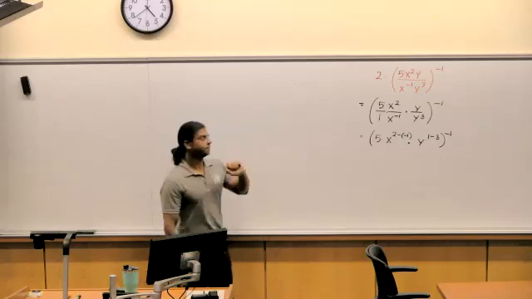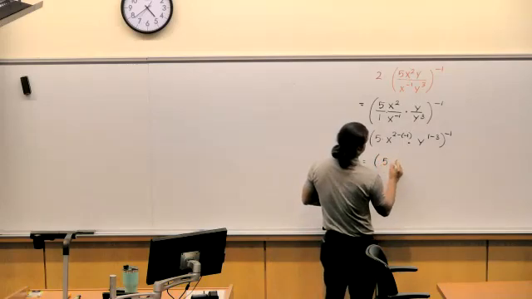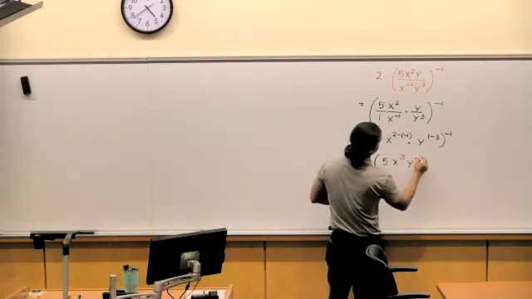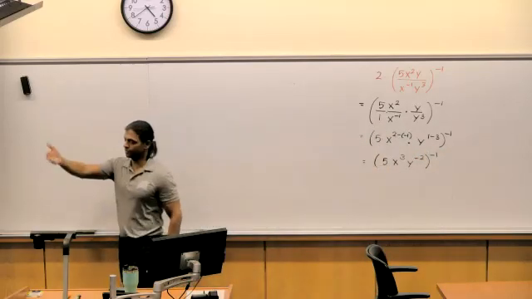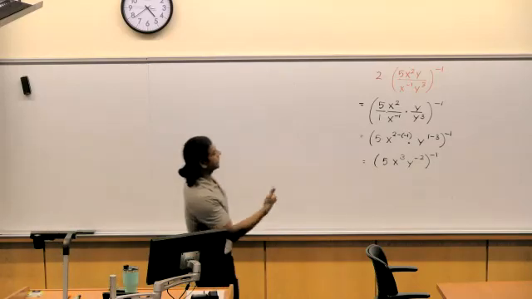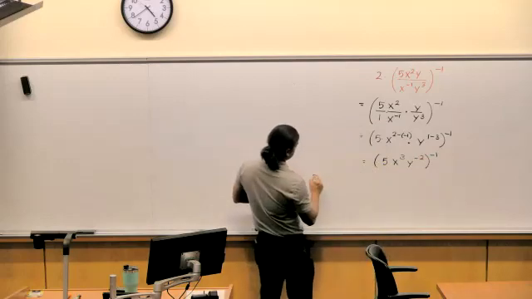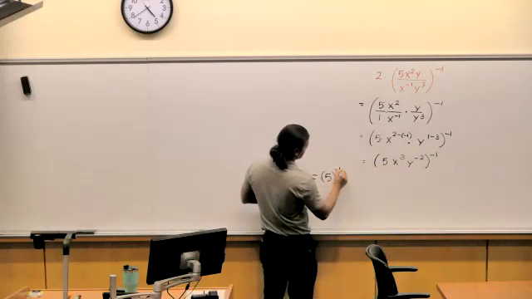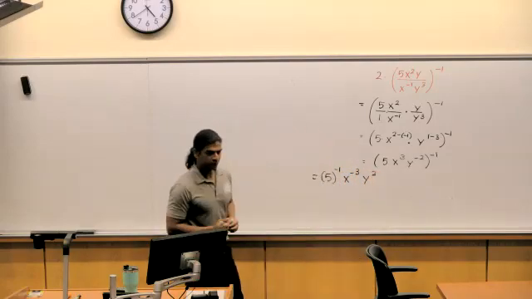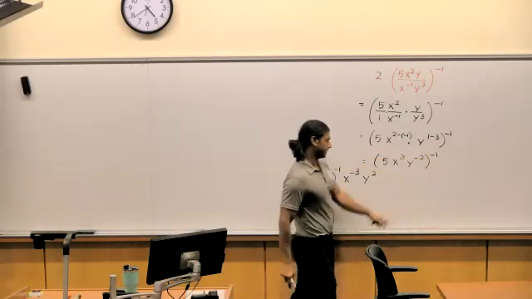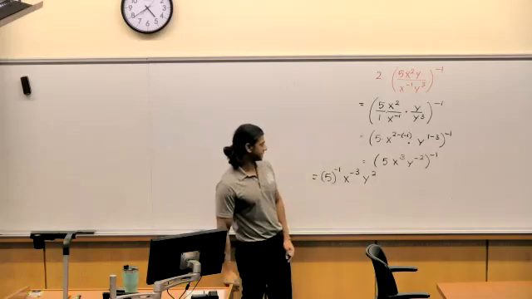I'm not going to change the exponents yet, because I have negative 1 on the outside. So I'm going to apply that negative 1 to each term. So 5 raised negative 1, x raised negative 3, and y raised positive 2. 3 times negative 1, negative 3, negative 2 times negative 1, positive 2.